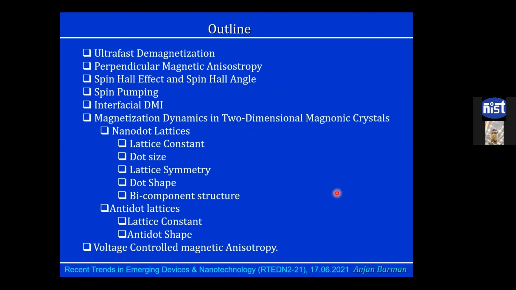Here I will show you some example results. I have been talking a lot about various theory and measurement techniques, but without showing some results, it will not be complete. So let me try to show them one by one. First I will start from the fastest process, the ultrafast demagnetization, which occurs in the femtosecond time scale. Then I will go into the precessional dynamics, and there I will show how it can be used to measure the spin Hall angle and spin pumping, and how spin waves can be used to measure the interfacial DMI. Then I will give some examples of magnonic crystals and so on. Let me see how much I can do.